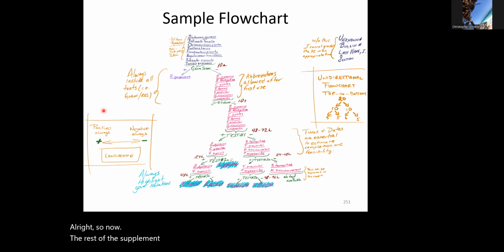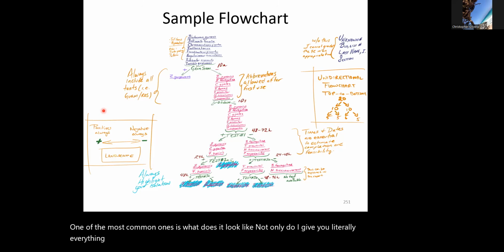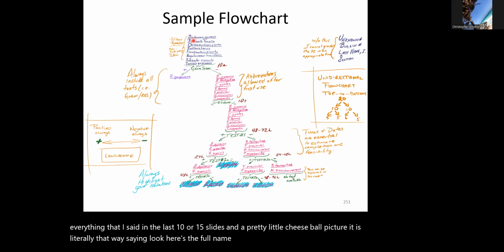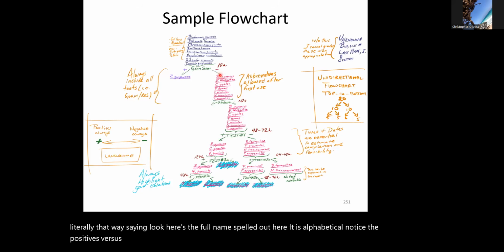All right, so now, the rest of the supplement has examples for you. So just in case you're like, hey, I don't know what's going on over here, we do give you some information. One of the most common ones is, what does it look like? Well, not only do I give you literally everything that I've said in the last 10 or 15 slides in a pretty little cheeseball picture, it is literally that way of saying, look, here's the full name spelled out. Here it is alphabetical. Notice that positives versus negatives, positives on the left, negatives on the right.